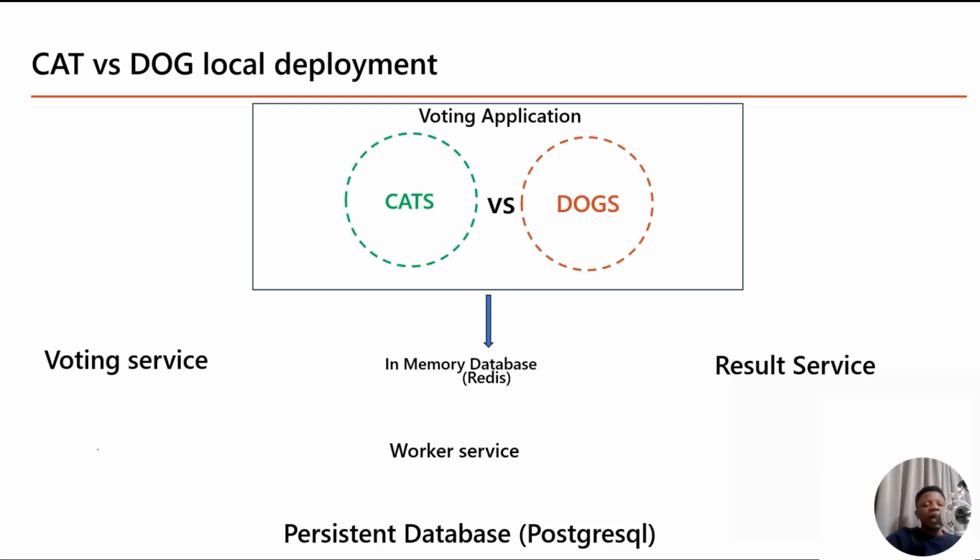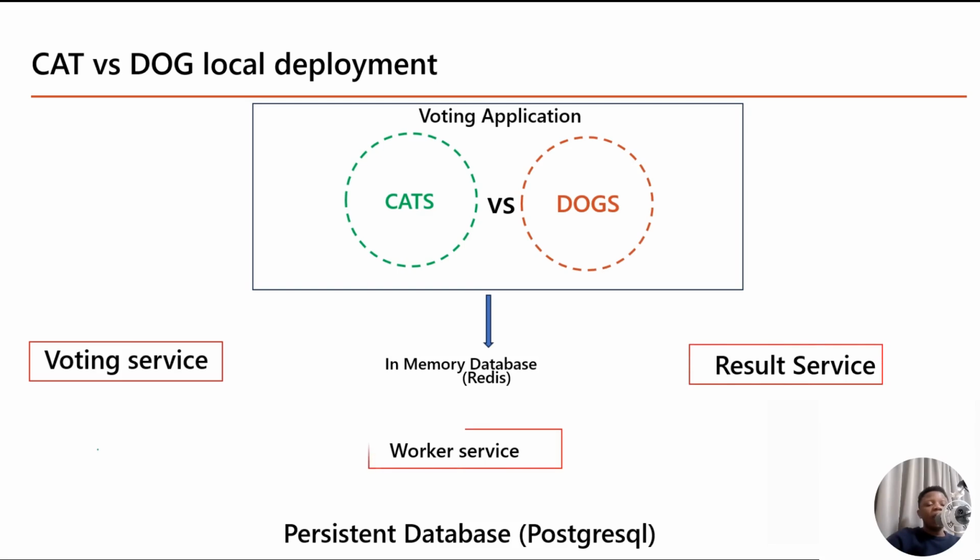The voting service allows voters to vote for either a cat or a dog. Okay? Then the result service obviously displays the results of the votes cast. The worker service typically handles background processing asynchronously. So when you vote using the voting service, your choice of vote is sent to the in-memory database. In this context, the in-memory database technology that was used is Redis. And then the result app displays your vote in real time.